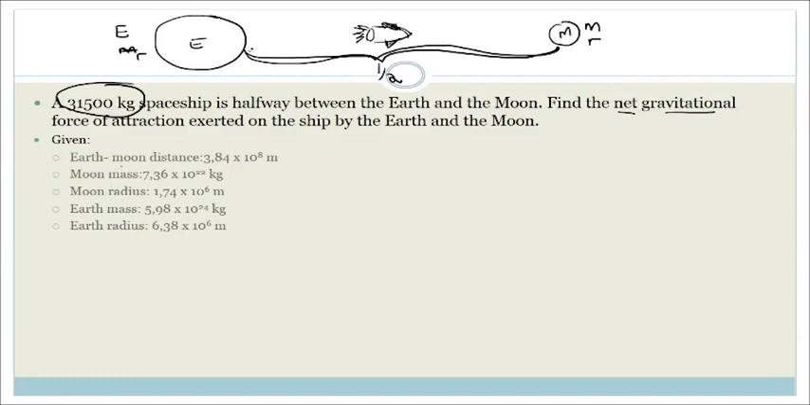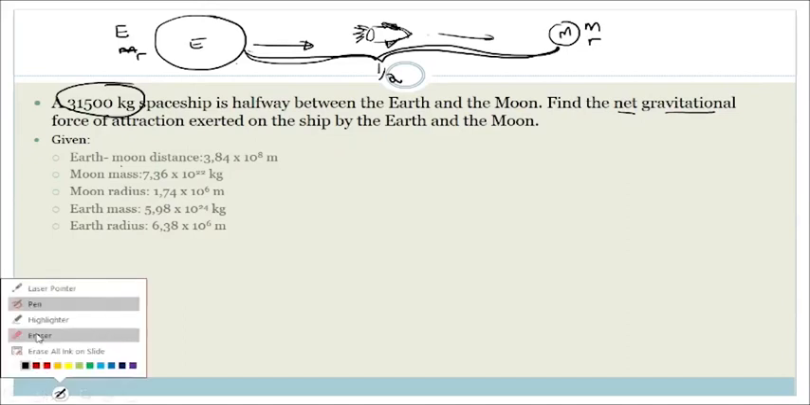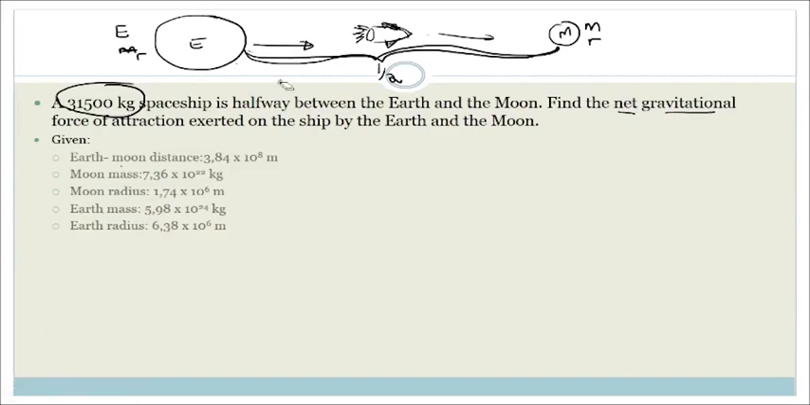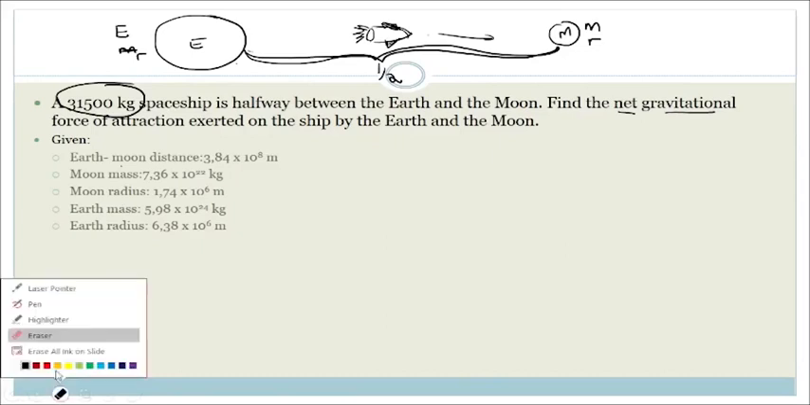We're going to work out the force that the Earth applies on the spaceship, and then we're going to work out the force of the moon on the spaceship, and then we're going to work out the net force, okay? So let's do that right now.